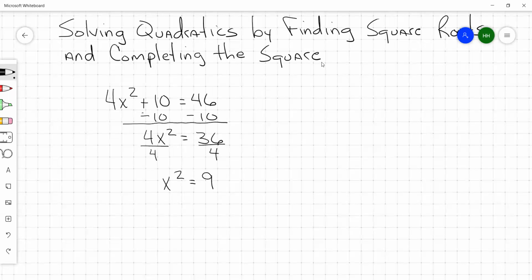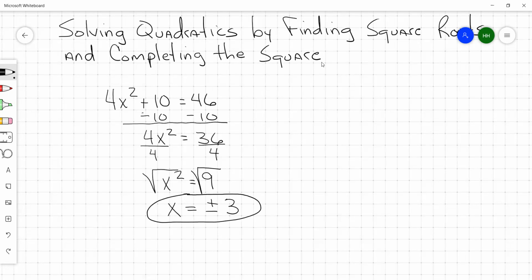And when you get to this step, what you do is you find the square root of both sides. The square root of x squared is just x. The square root of 9 is actually positive or negative 3. So those are your two solutions for this quadratic. Your zeros are positive 3 and negative 3. The graph is going to hit the x-axis at positive 3 and negative 3. This might be one of the simpler ways to solve a quadratic, right? Just solving for x.